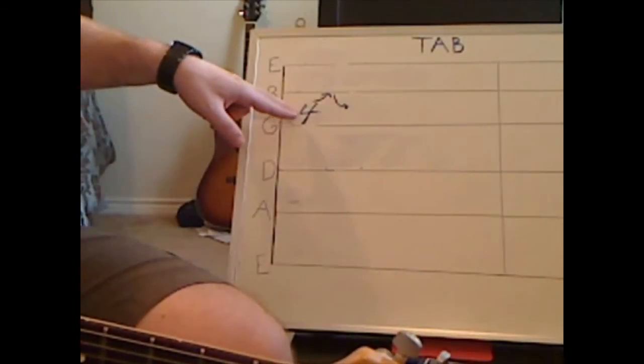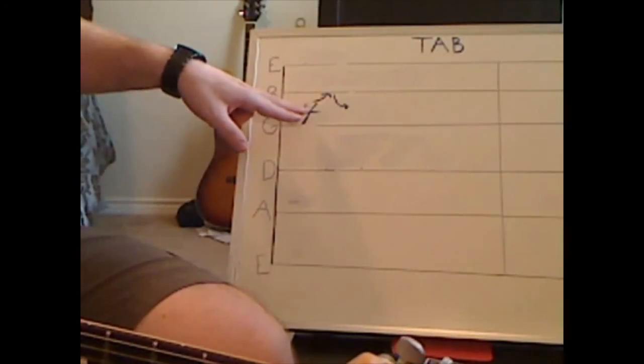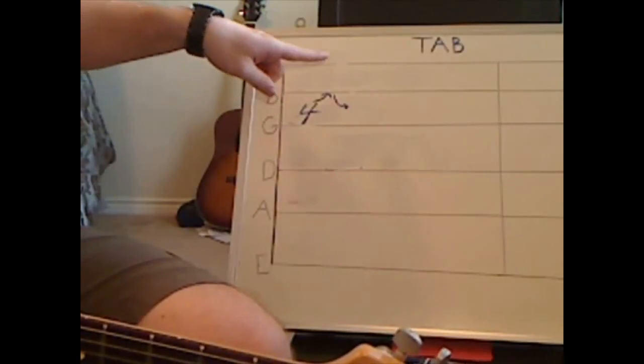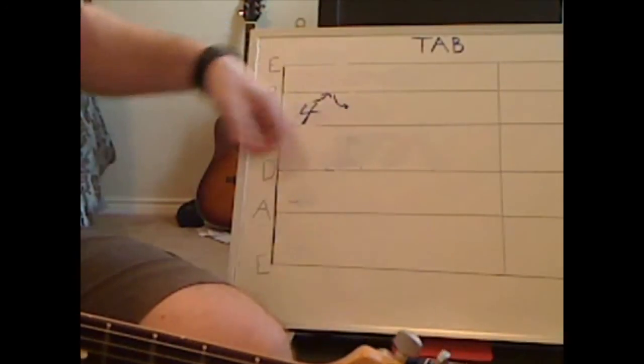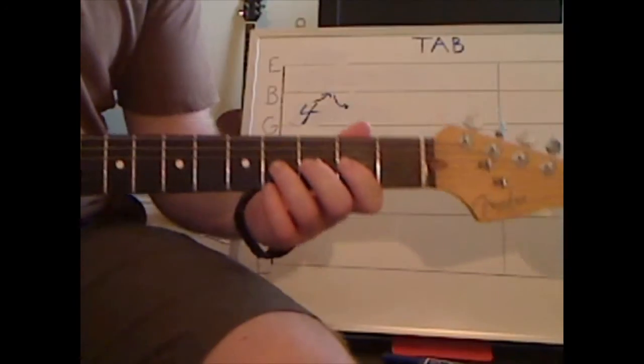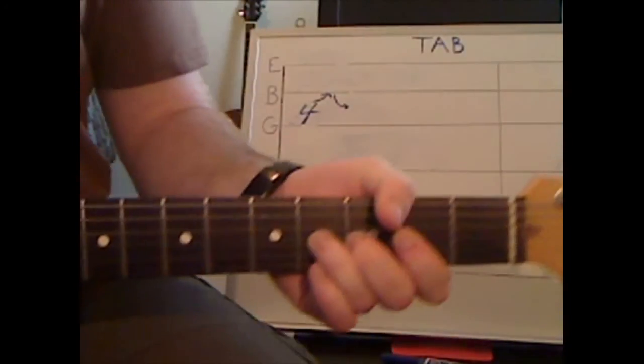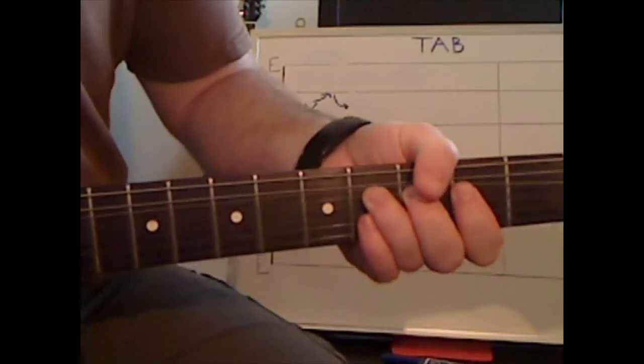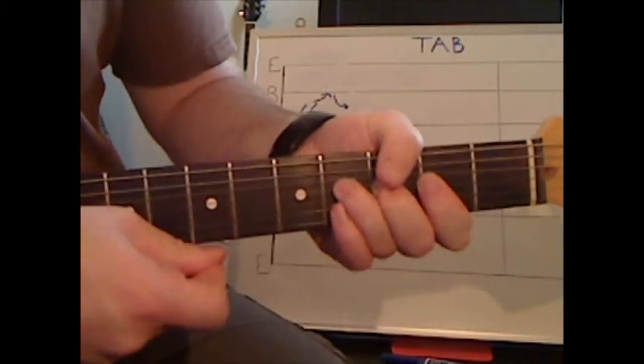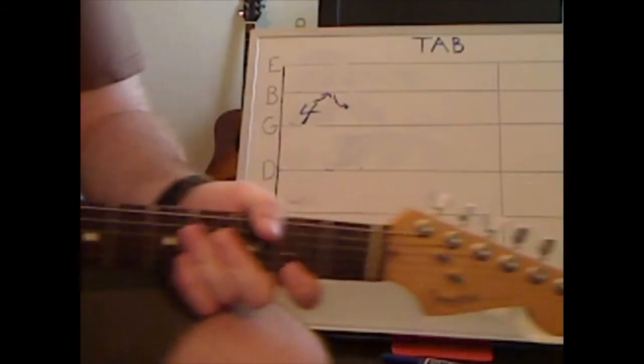What this is telling me is I want to play that 4th fret on the G string, but I want to bend the string up, and then I want to let it back down. So it's going to look like this. I'll get a little closer to the camera so you can see. And that's basically all I'm doing.